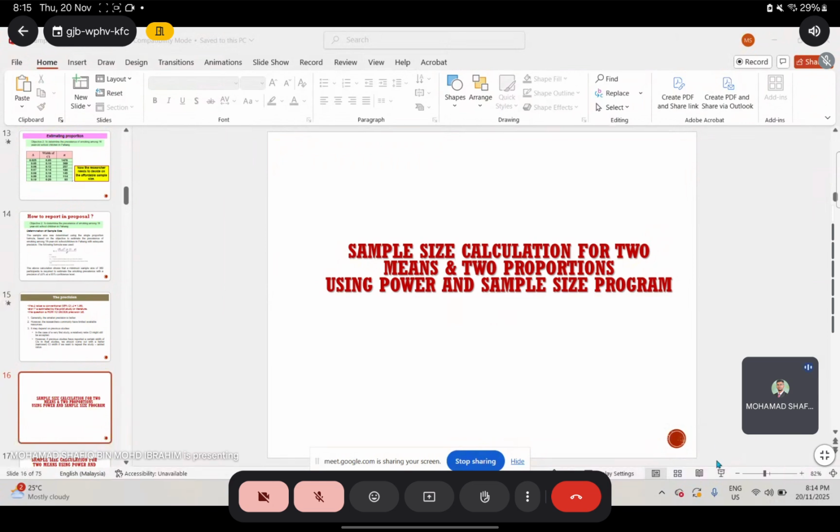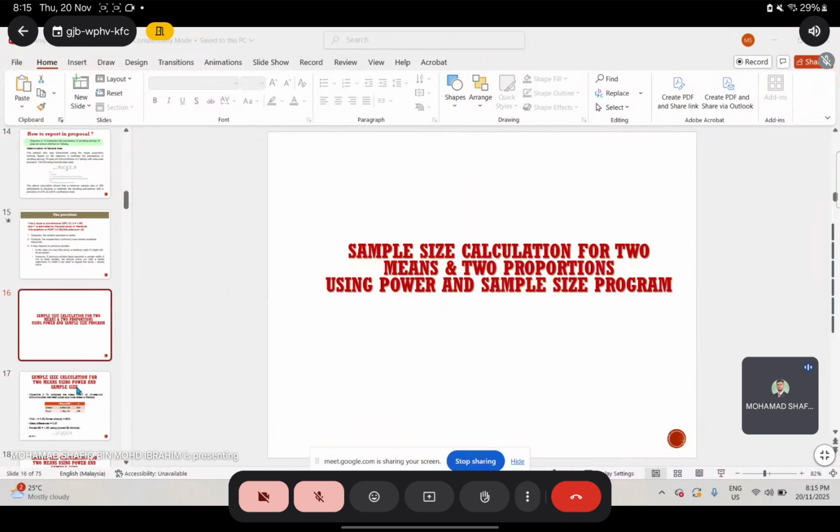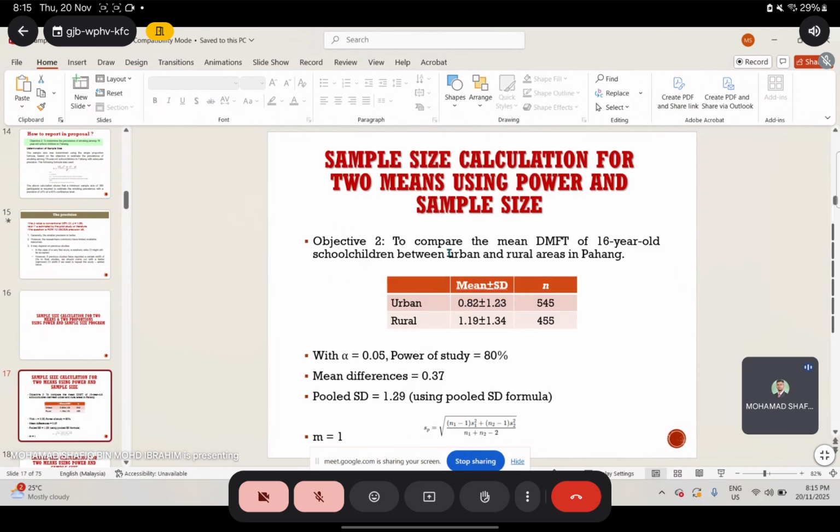Okay, so next, this will be the sample size calculation for two means and two proportions. Previously, we calculated for the single mean or single proportion, for the descriptive study. Now, let's say you have two groups. For example, I want to compare the mean DMFT of 16 years old school children between urban and rural areas in Pahang. So basically, I want to compare between these two areas, urban and rural.